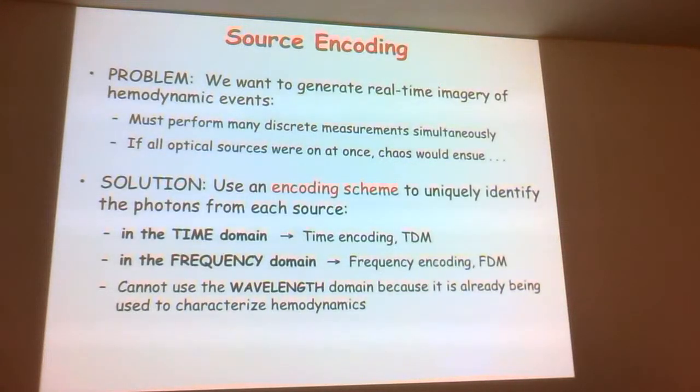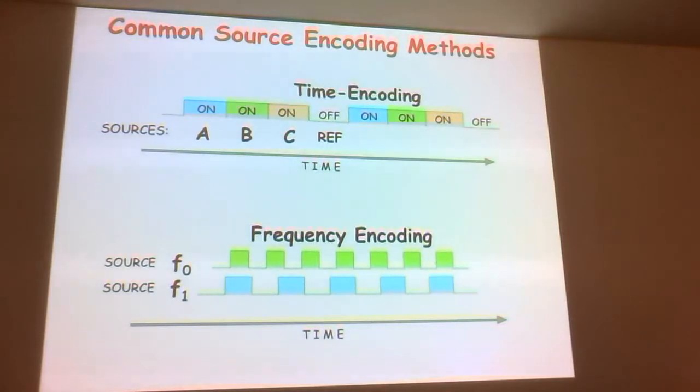Okay. Source encoding, I was alluding to this a little bit. We have to multiplex our lasers. We could temporarily multiplex them, which has the advantage that one laser is on at a time, and so the shot noise you get is only from each laser that is on. But I don't like that because of the reduced duty cycle.